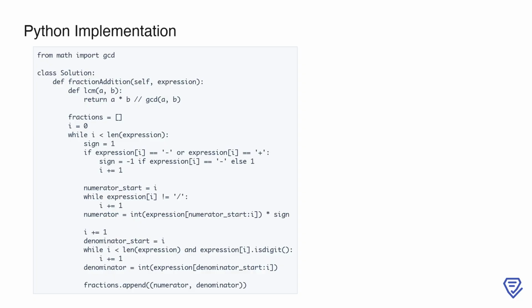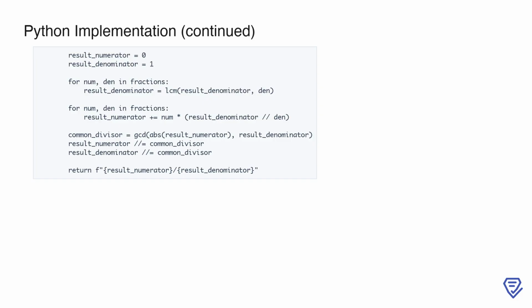Then, we identify the numerator by marking its starting position and continuing until we encounter the / character. Once the numerator is extracted, we multiply it by the sign to account for positive or negative values. Similarly, we extract the denominator by moving past the / and reading consecutive digits. Each fraction, represented as a tuple of its numerator and denominator, is then appended to the fractions list. This process continues until the entire string is parsed.